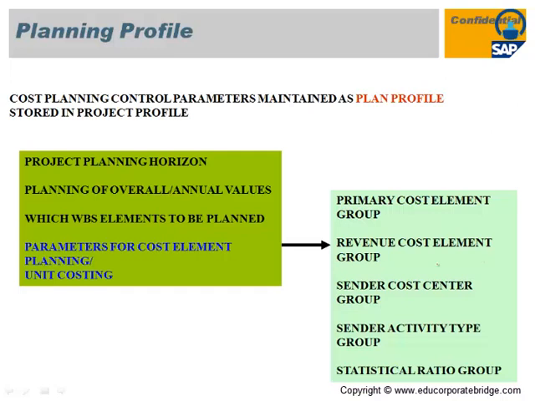Then there are different kinds of cost element groups, because each and every cost flows in the project system module based on the cost element. So again, the cost element groups need to be defined in the FICO module, whether primary cost element, secondary cost element, revenue cost element or statistical cost element, and they are linked to the planning profile.